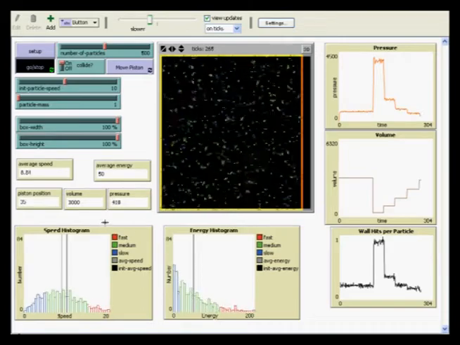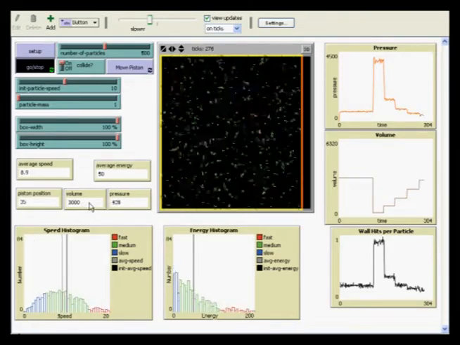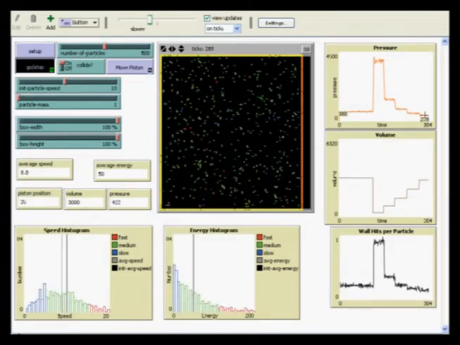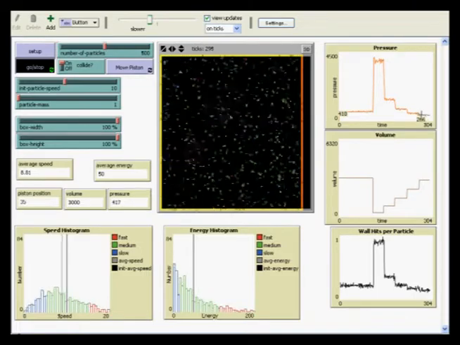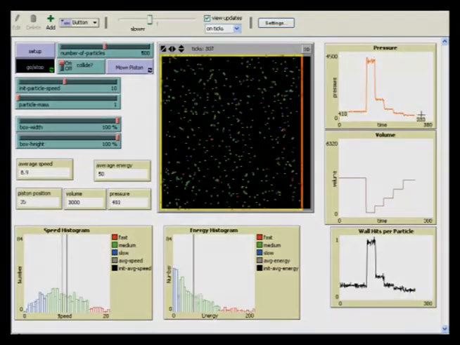Now our volume has gone up to 3,000. We'll just make a note of that. And the pressure has declined now to about 380. Okay, we have those data in hand. Let's now go to Excel to see what it looks like.